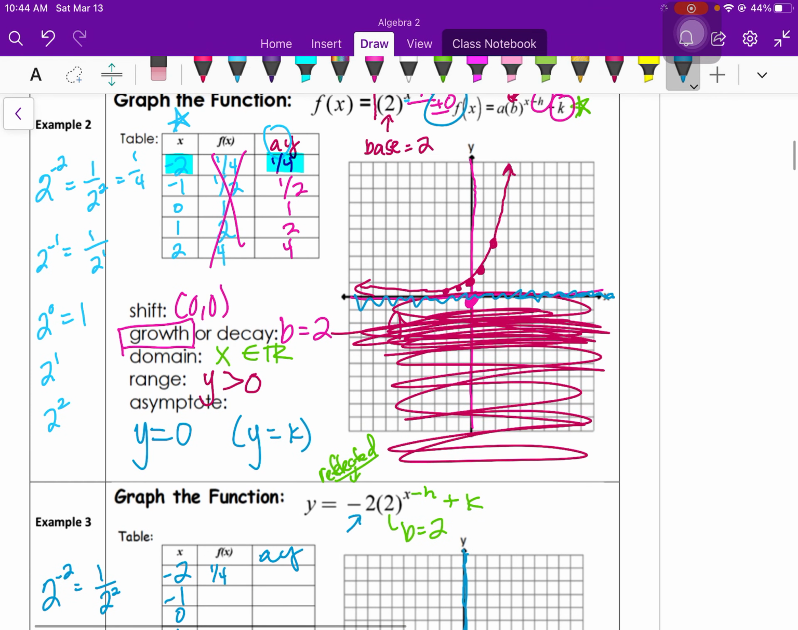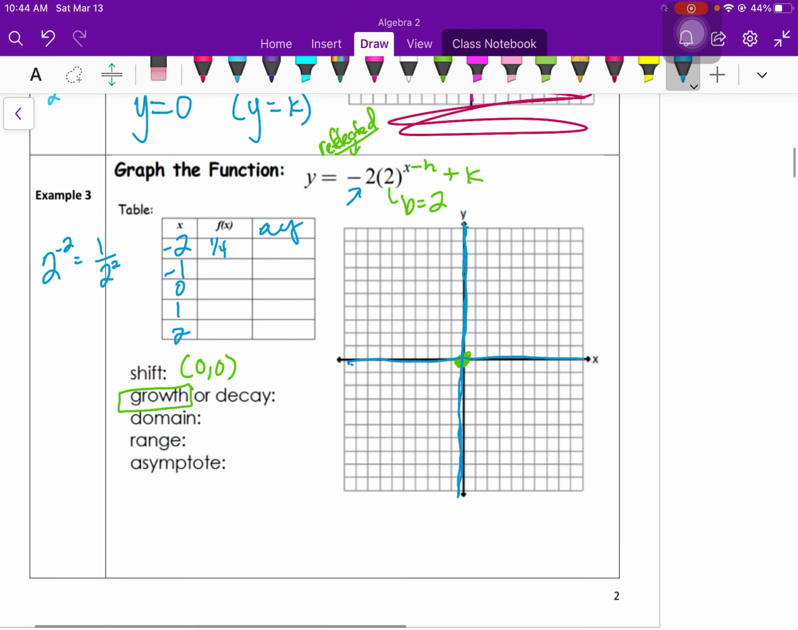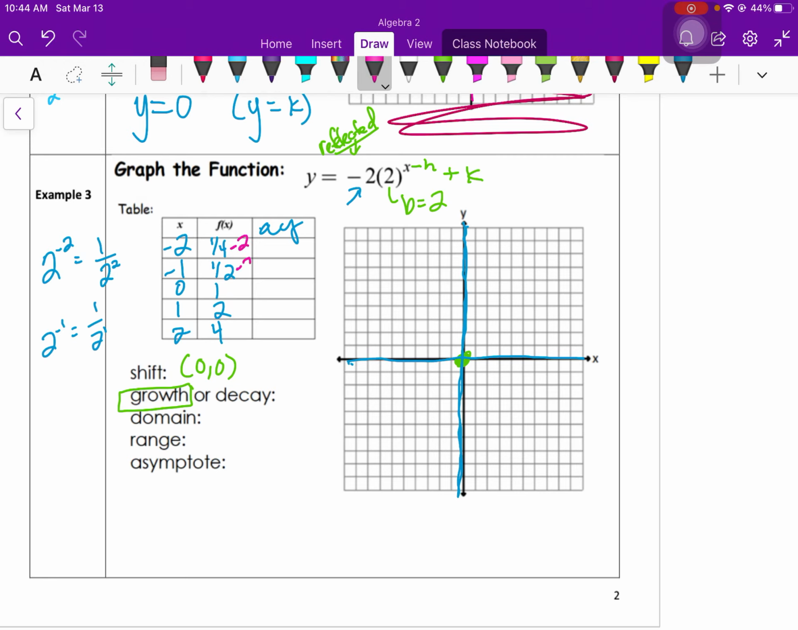So these are all going to look similar to this because we have the exact same number. So 2 to the -1, I've got to flip. And I get 1/2. Anything raised to the 0 power is 1. 2 to the first is going to give me 2, and 2 squared is going to give me 4. Now, I've got to multiply everything by -2 because that is my a. Maybe we should write that down. A equals -2. So I'm multiplying everything by -2.